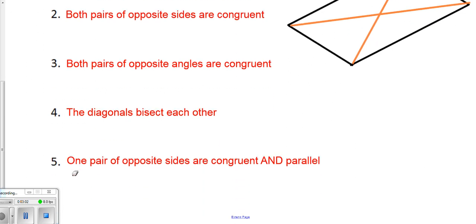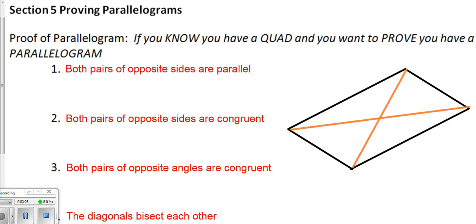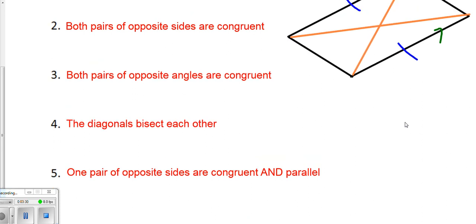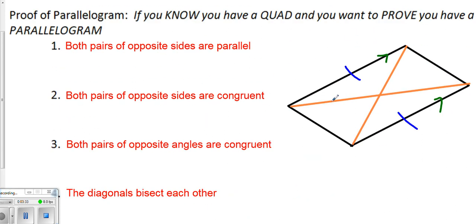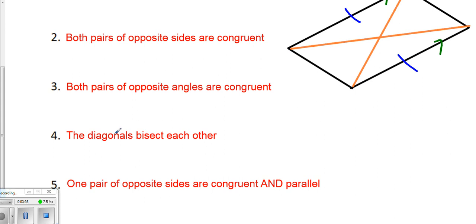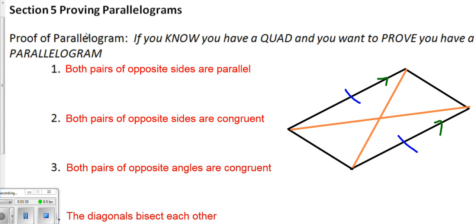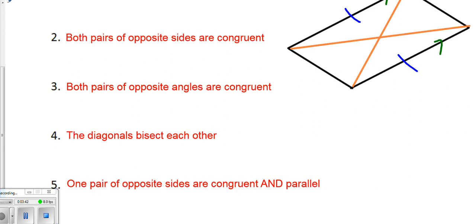Last thing we can prove, if just one pair of opposite sides are congruent and parallel. So we don't have to show everything is parallel. We would just say this one is parallel to this one, and at the same time as it is parallel, it's also congruent. If these are both congruent to each other and parallel to each other, then this figure has to be a parallelogram. There's no other way it can possibly be drawn. So these are the 5 ways to show that a given quadrilateral, with these 5 facts, or these 5 reasons, is for sure a parallelogram.